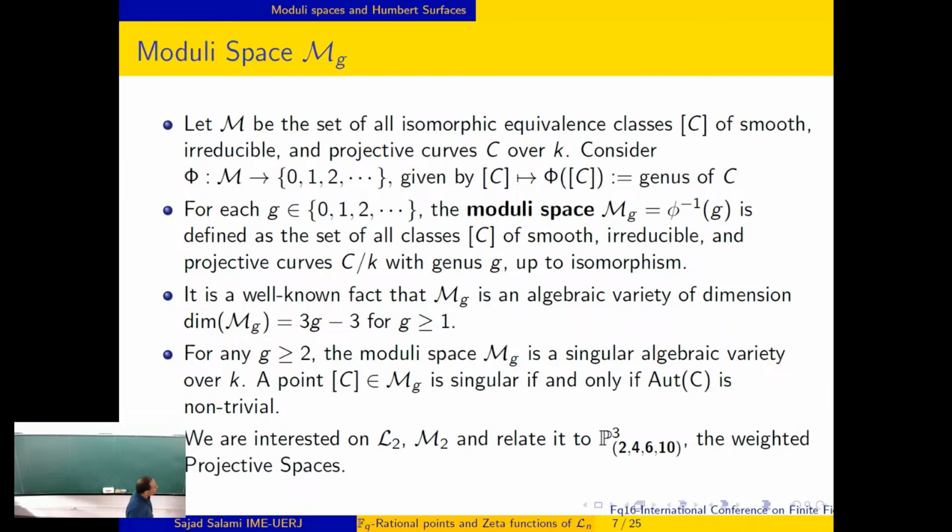It is well known that this is an algebraic variety of dimension 3g minus 3 for any genus g. For any genus larger than 2, the moduli space is a singular algebraic variety. A class or point in this moduli space is singular if the automorphism group of the algebraic curve C is non-trivial. We are interested in this subset Ln, where we have curves with n-split Jacobians, inside M2, the genus 2 moduli space, and we relate this to weighted projective spaces.